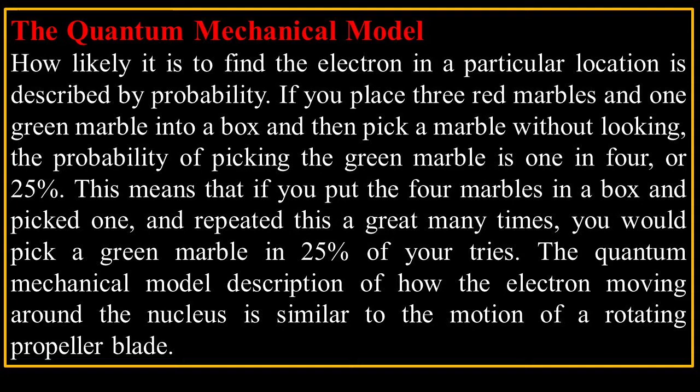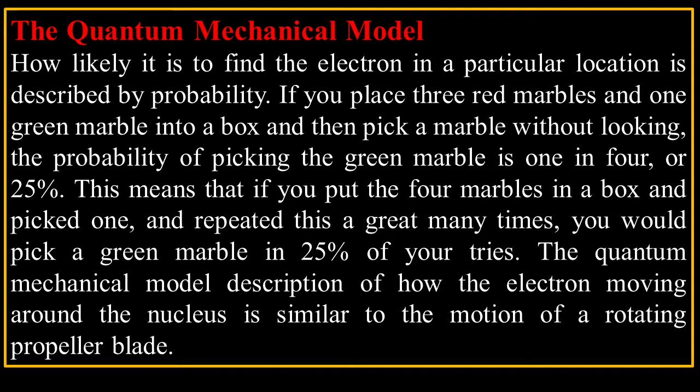If you place 3 red marbles and 1 green marble into a box and then pick a marble without looking, the probability of picking a green marble is 1 in 4, or 25%. This means that if you put the 4 marbles in a box and pick one, and repeated this a great many times, you would pick a green marble in 25% of your tries.